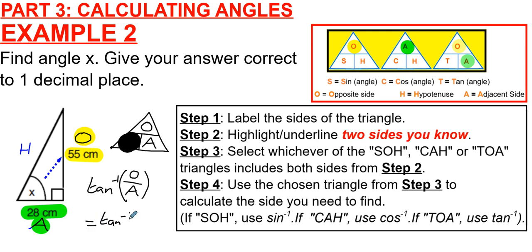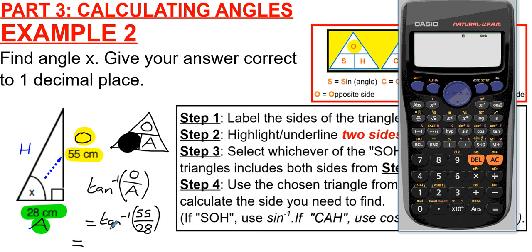Next up, we need to just think, what is O numerically? What is A numerically? O is 55. The adjacent side on the bottom was 28. So then we just whack that into our calculator. Whatever drops out is our answer. So shift tan to get tan minus 1. Fraction button, 55 opposite on top, adjacent, 28 on the bottom. Close off your bracket, press equals. 63.0 degrees is what you should have found.